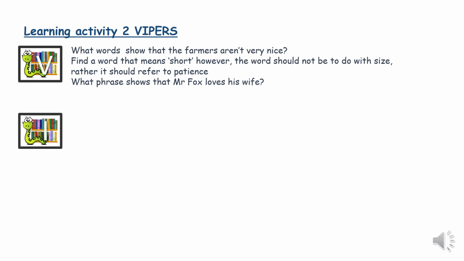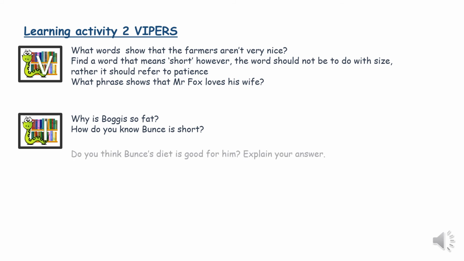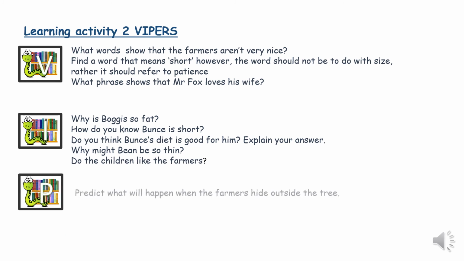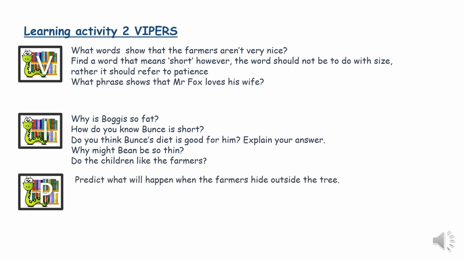I for infer. Why is Boggart so fat? How do you know Bunce is short? Do you think Bunce's diet is good for him? And explain your answer. Why might Bean be so thin? And do the children like the farmers? P for predict. Predict what will happen when the farmers hide outside the tree.